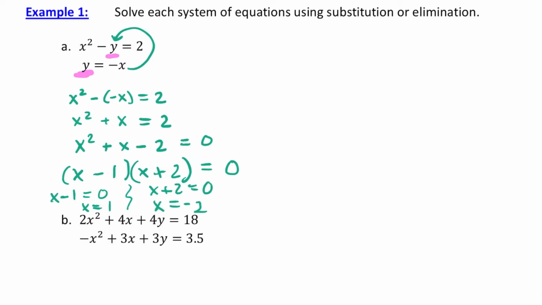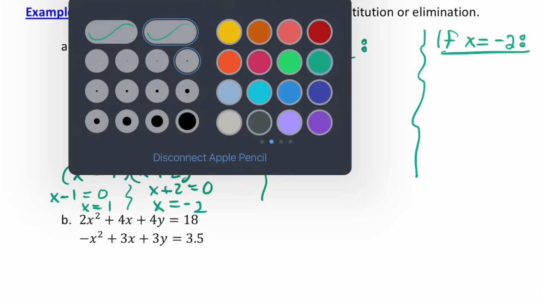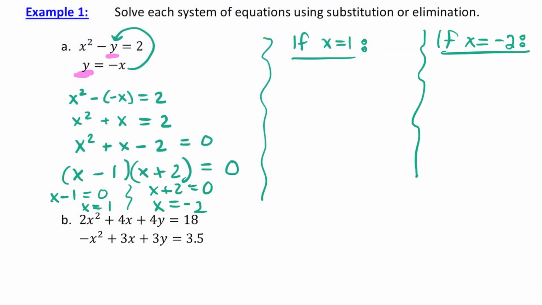So remember, you're not done because those are just the x values. So actually there's going to be two solutions here. If you think about graphing this, there will be 2 points where my lines intersect at. So when x is equal to 1, we need to see what y value we get to go along with it, and also when x is equal to negative 2. So let's start with x equals 1.